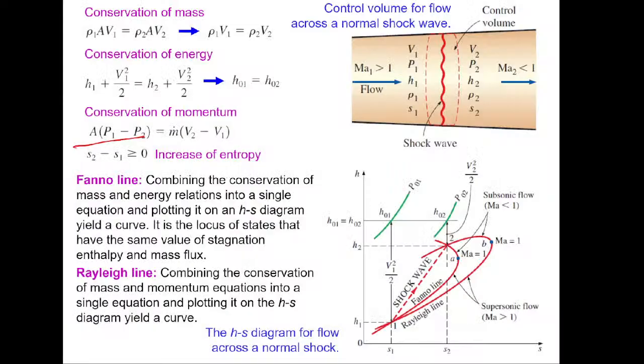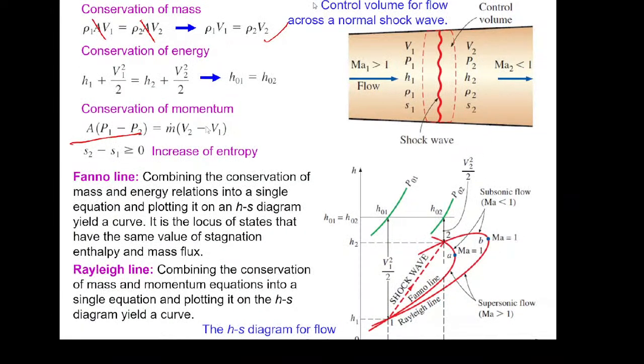So there are some important equations related to this topic. The first is conservation of mass, given by rho 1 A V1 equals rho 2 A V2. It means that the upstream equals the downstream. Because of the same area, we can say that rho 1 V1 equals rho 2 V2. Then for the conservation of energy, which we learned 2 weeks ago: h1 plus V1 squared over 2 equals h2 plus V2 squared over 2. So the upstream equals the downstream, the before is the same as the after.